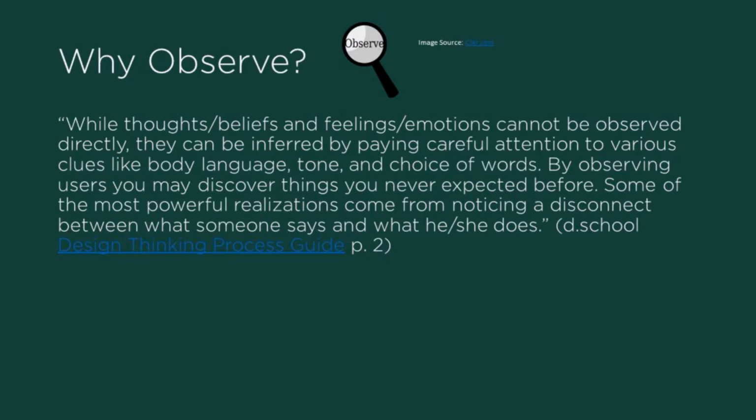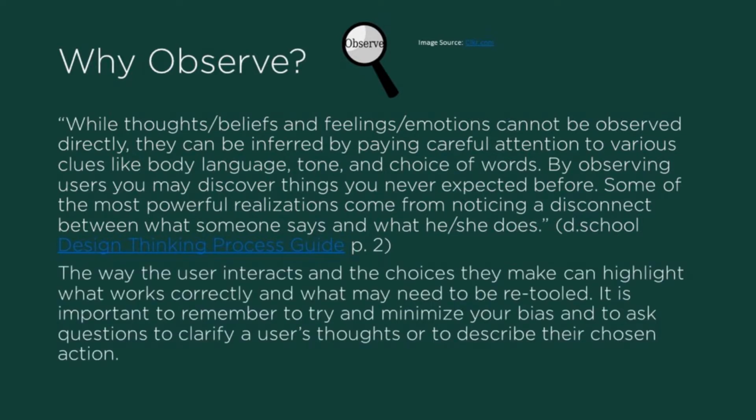Some of the most powerful realizations come from noticing a disconnect between what someone says and what he or she does. The way the user interacts and the choices they make can highlight what works correctly and what may need to be retooled. It is important to remember to try and minimize your bias and to ask questions to clarify a user's thoughts or to describe their chosen action.